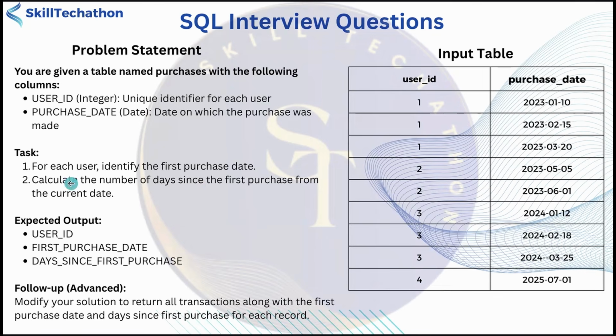And we have also been given an expected output. The expected output will be user ID, first purchase date, and days since first purchase. Essentially, we are trying to answer these two questions. First, when did each user start? Second, and how long has it been since then?